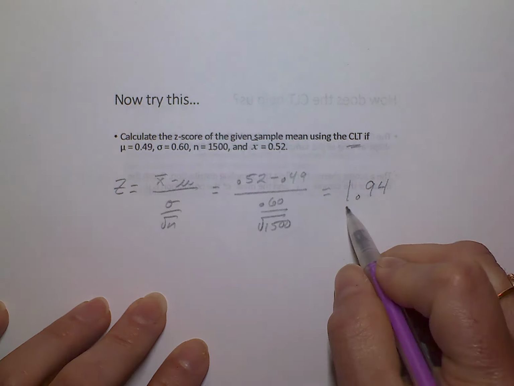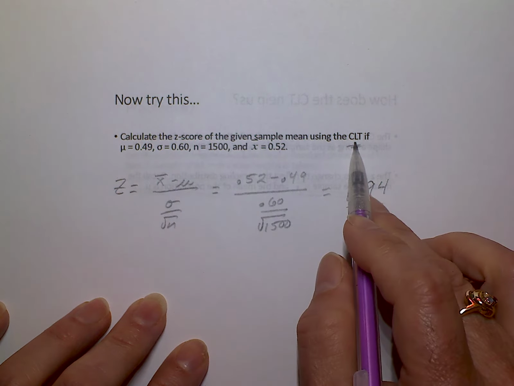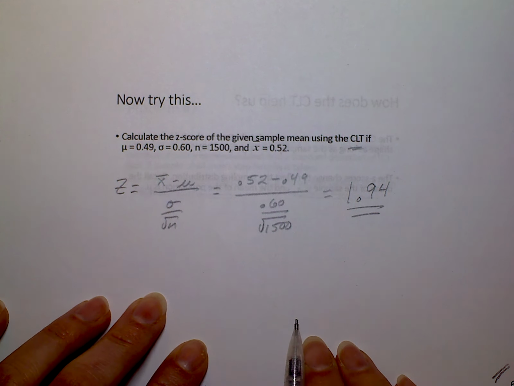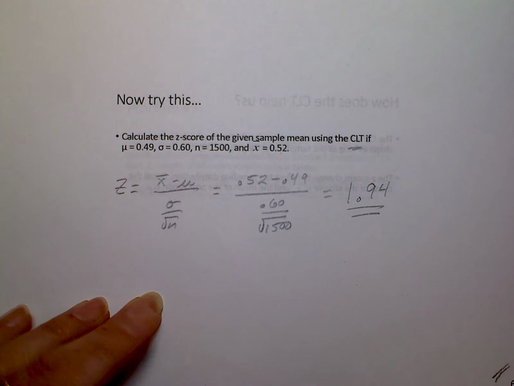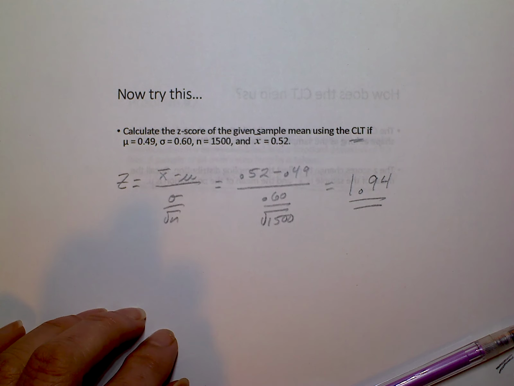Okay, so calculating the z-score, it'll either tell you use the CLT or it'll say for the sampling distribution. Okay. All right, we're going to throw words in it in the next video. So click on over to the next one and we'll toss some words in and make it fun.